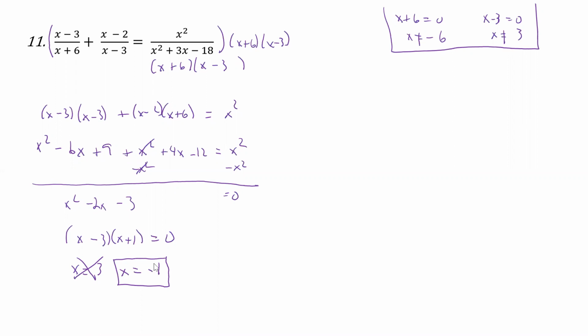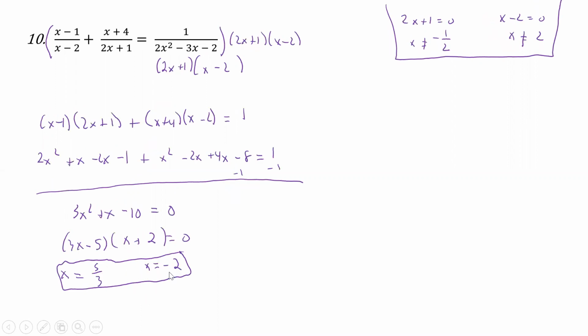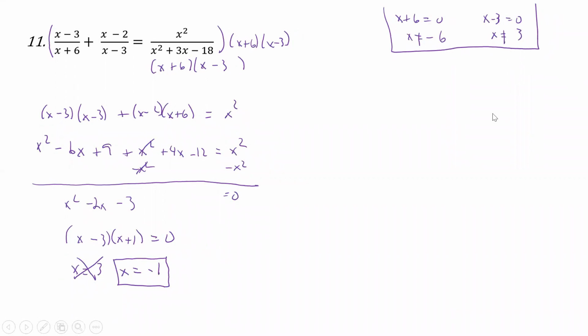Okay. So again, sometimes you lose one because of your excluded values. You know, a lot of times we haven't. We've kept both of our solutions. So you really have to pay attention to what your excluded values are and make sure to cancel those out and not actually use those as a solution.